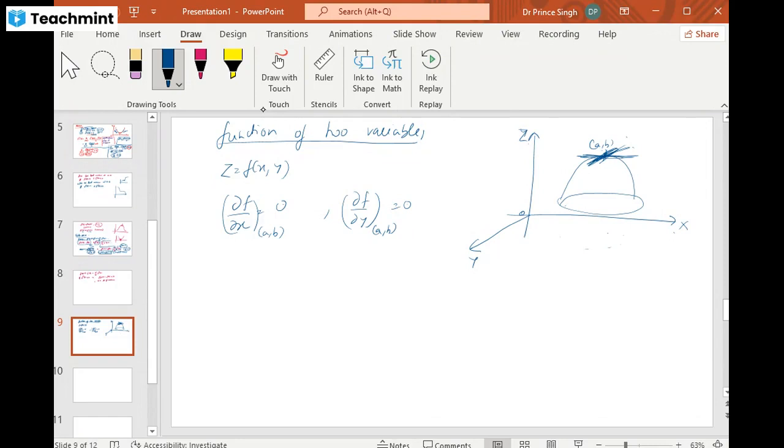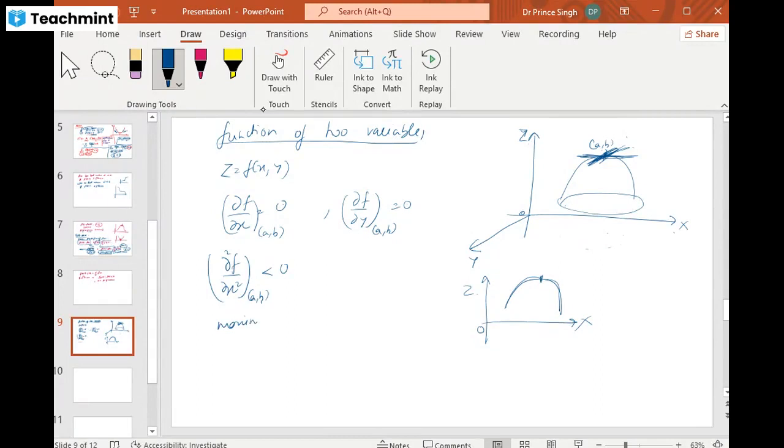Now, what about the condition of the second order derivative? In this case, because here it is a surface, there are two things. One is if I take the projection of the surface in the xz plane, this is the x-axis, this is the z-axis, and this is the origin. In this case, what we see is that in the left neighborhood of the point the function is increasing, then decreasing. So the condition will remain the same, that ∂²f upon ∂x² at the point (a, b) should be less than 0. This is the condition of maxima.